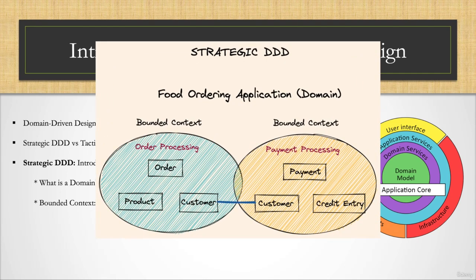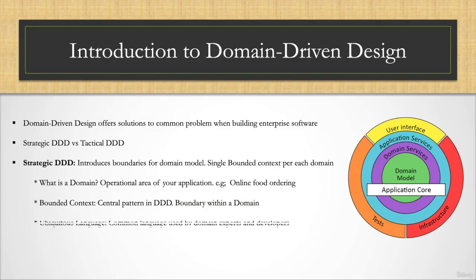The next important concept that strategic domain-driven design brings is the ubiquitous language. It basically defines a common language between domain experts and developers, so that the system can be designed, developed, and evolved in a well-communicated environment with the contribution of domain experts and developers.